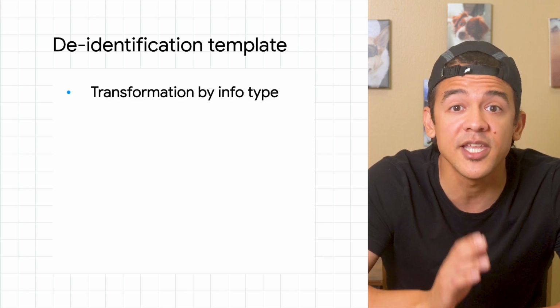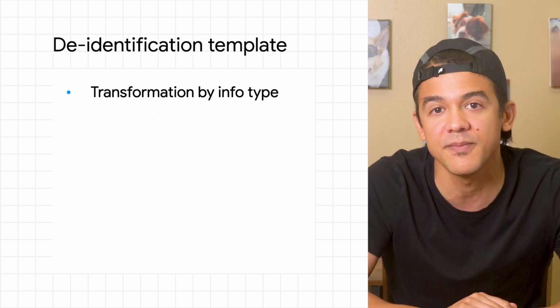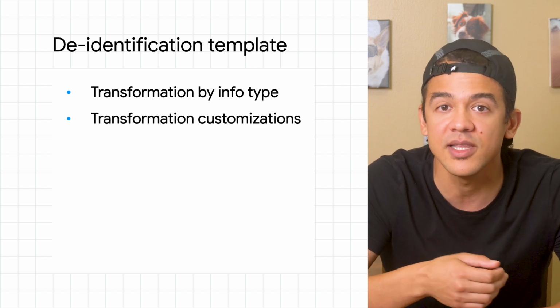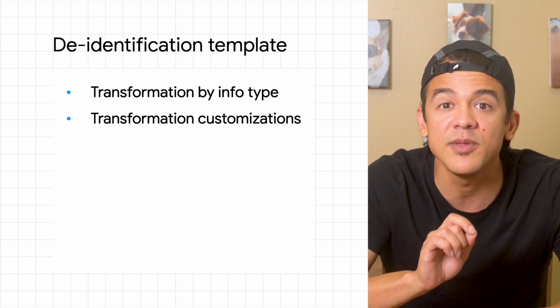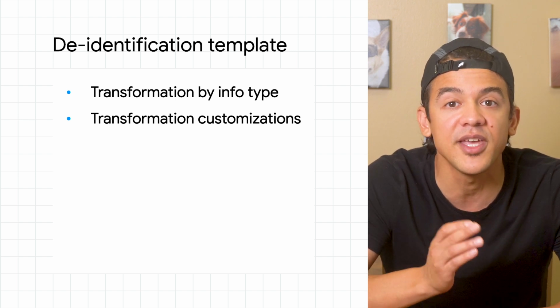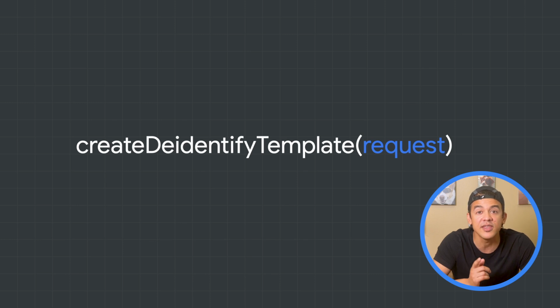Well, the second type of DLP template is a de-identification template. A de-identification template is going to save any configuration having to do with the process of de-identifying your data. For every positive result in a de-identification request, the template will have a corresponding transformation to apply to it. This is also where you would specify transformation-specific customizations, like replacement strings or encryption keys. De-identification templates can be applied not only to inspection results, but also to values in a specified field in a database table. Here's an example of how we can use the create de-identify template function to create a new de-identification template.